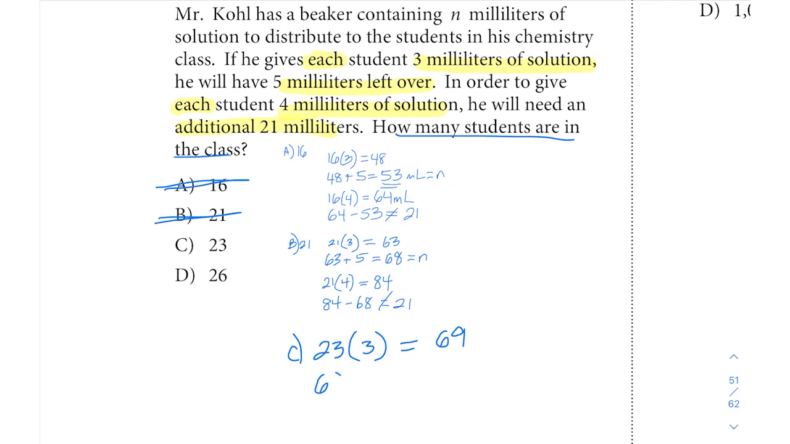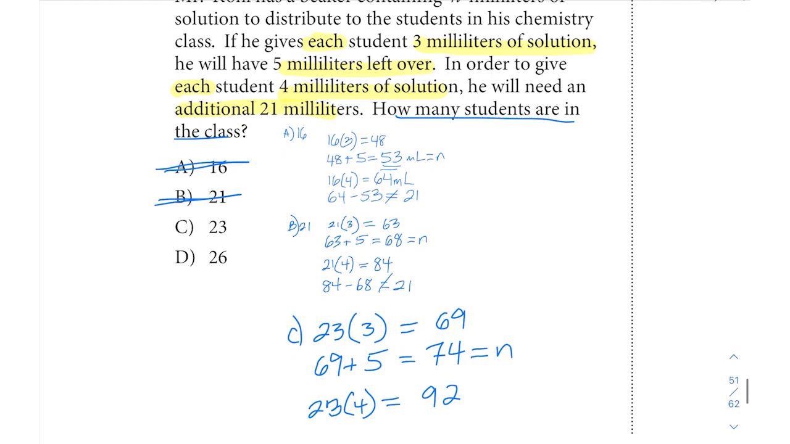If we have 23 students in the class times 3 milliliters each, that multiplies out to 69 milliliters. If we add on the 5 remaining, that would be a total of 74, which would be our n value for this one. Now let's see what it would take to give each student 4 milliliters. That would be 23 times 4, which would be 92.